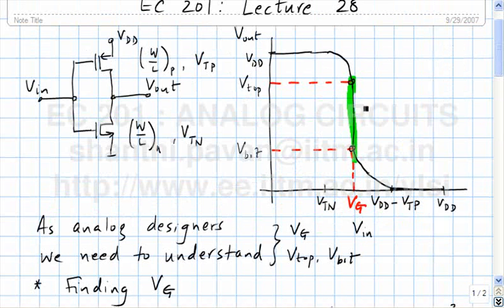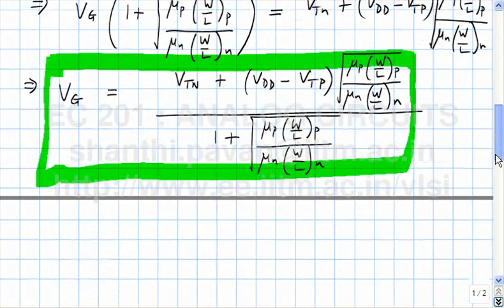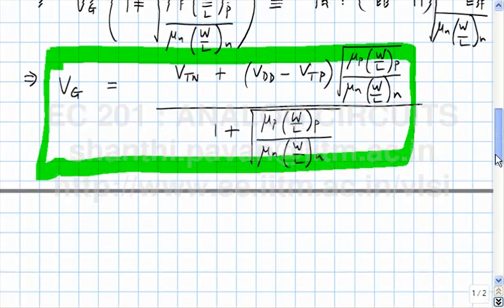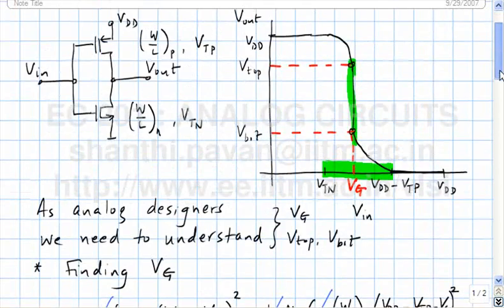You know that this VG must lie in this region somewhere between VTN and VDD minus VTP, and we have this crazy expression for VG. If you didn't want to vary VDD or VTN or VTP, can you do something and change where this VG occurs?